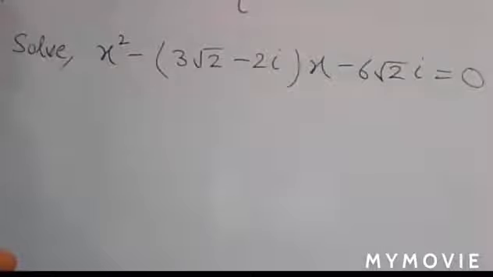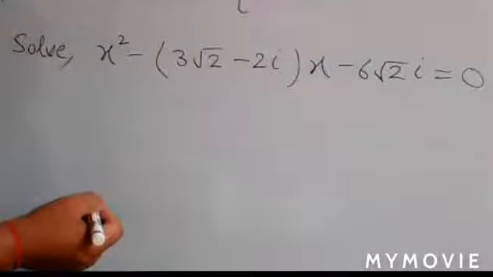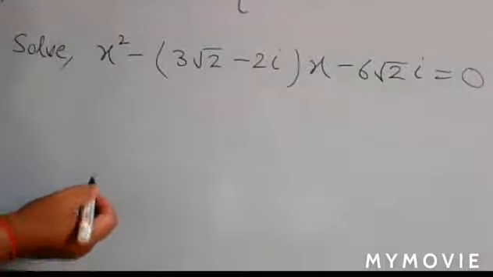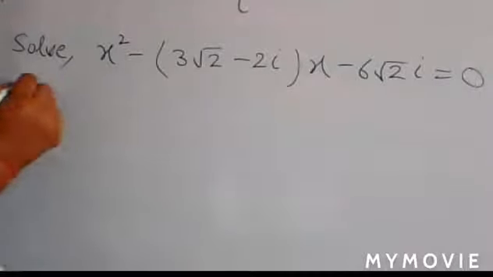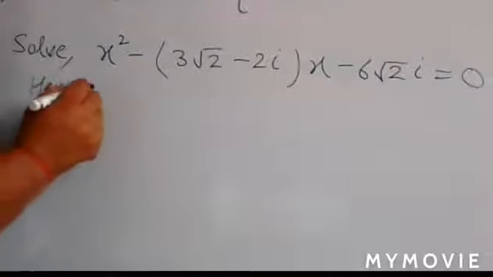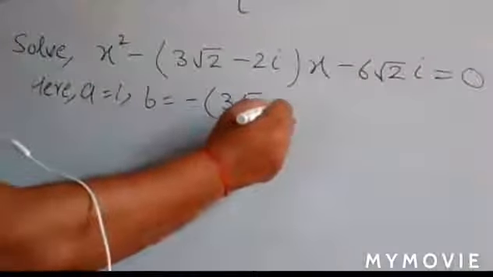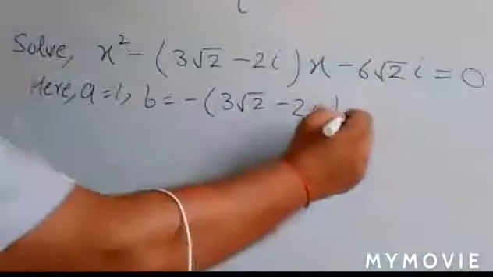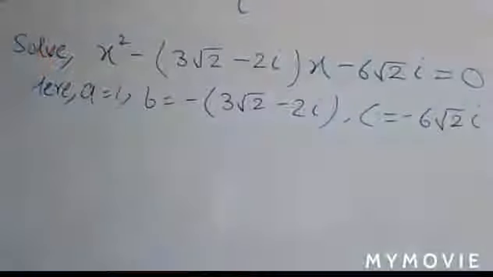So first of all, you have to compare the given quadratic equation with its general equation, ax square plus bx plus c. Comparing, here a is equal to 1, b is equal to minus (3 root 2 minus 2i), and c is equal to minus 6 root 2 times i. In this way, you compare and find the values of a, b, and c.